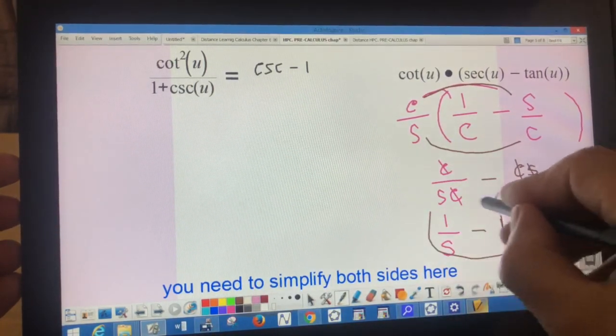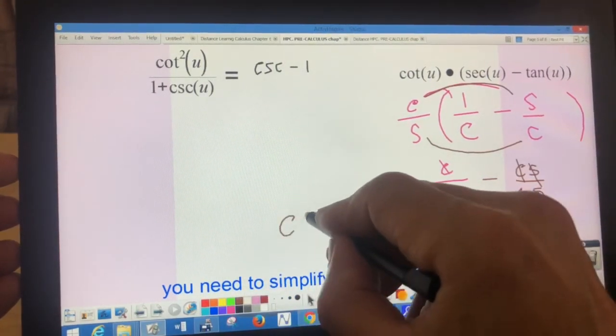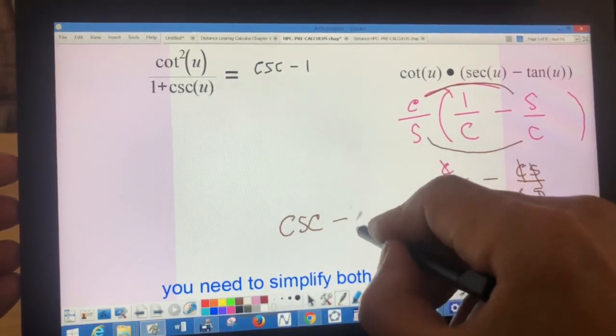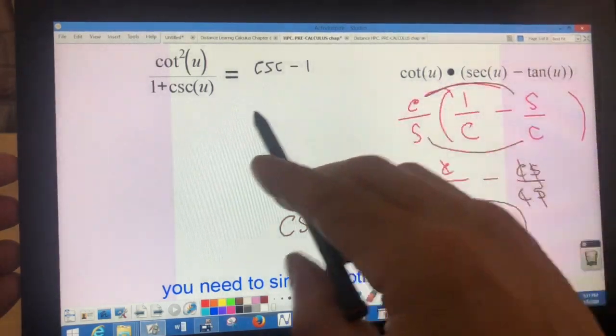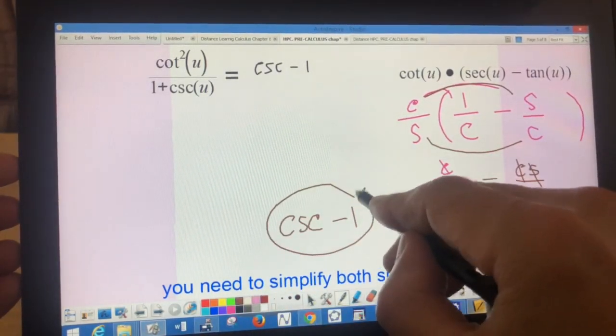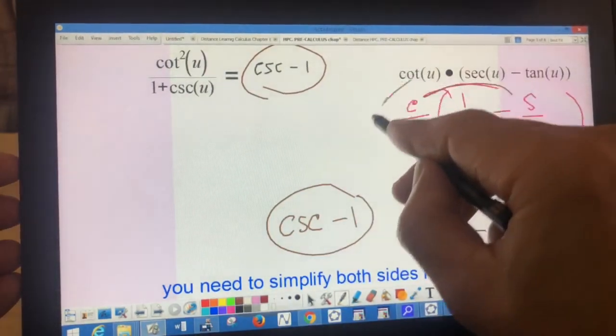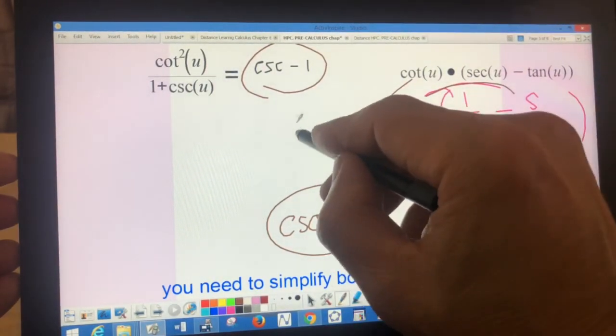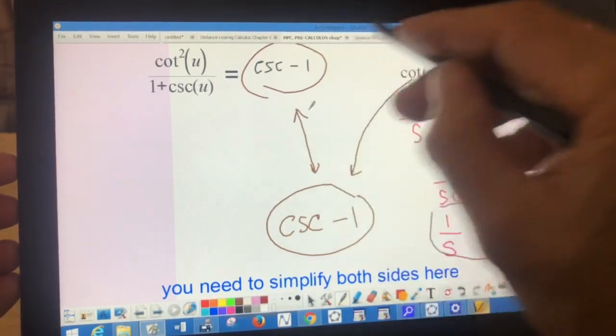So this entire thing is your cosecant minus 1. So the left side is cosecant minus 1 up here, and the right side is cosecant minus 1. They are both equal to each other.